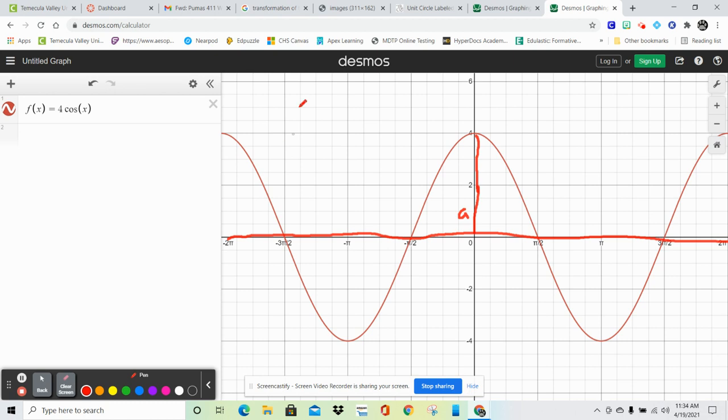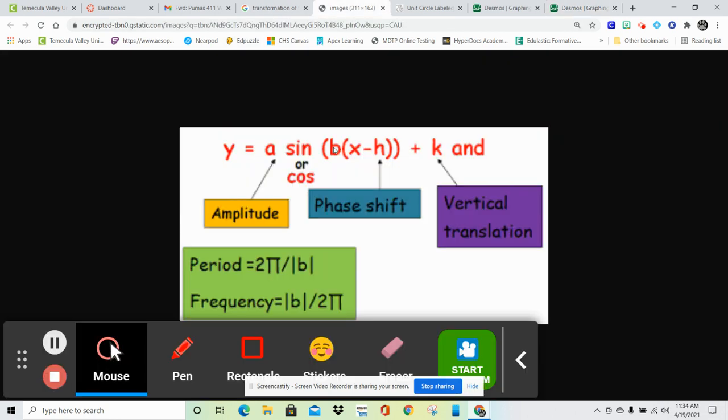Okay, the B, when I say the B here, going back to this screen, this B right here is going to change my period. All right, H and K is going to shift it left and right, up and down. We're going to talk a little bit more about that this week.